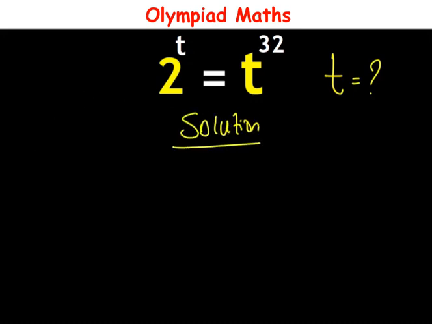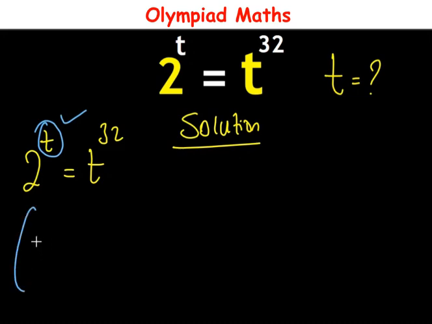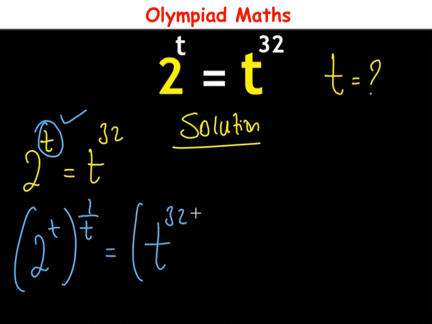So we have 2 raised to power t is equal to t raised to power 32. Now the first thing we're going to do is to eliminate this power t right here, and to do so we're going to multiply both sides with power 1 over t. So this becomes, in bracket, 2 raised to power t all raised to power 1 over t is equal to, in bracket, t raised to power 32 all raised to power 1 over t.